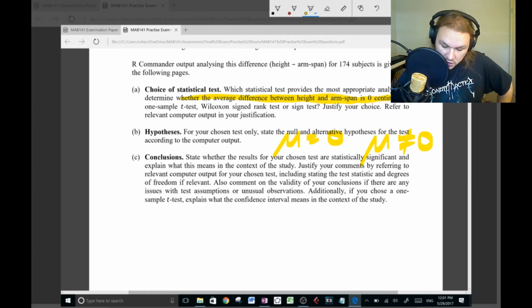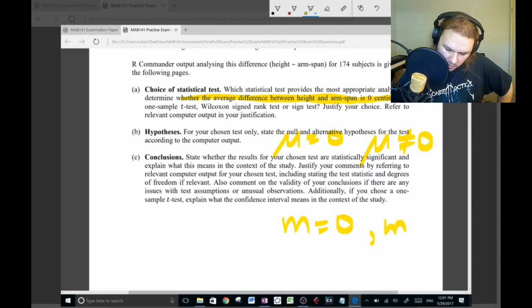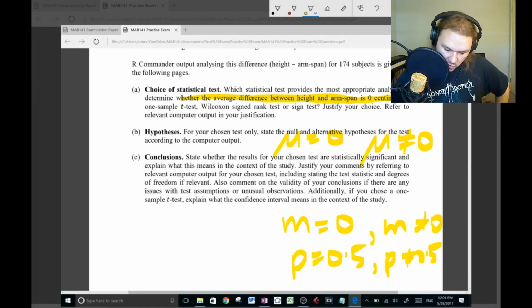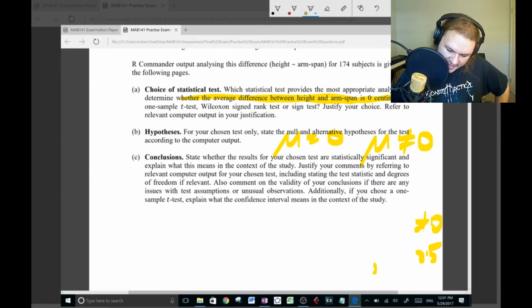Now that's if you're doing the one sample t-test. For the Wilcoxon-Stein rank test, it's on the median. So it'll be either the median is 0 or the median is not 0. So the hypotheses change depending on the test that you have there. If you're doing the sign test, it would actually be about the value of p, the probability of being above and below the threshold value. So you need to know the differences between the tests here and how they're set up and what they're testing on.